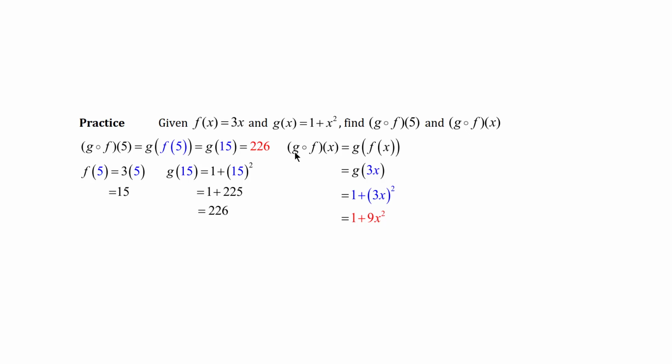Next, we need to find the composition of g of f of x. This is equal to g of f of x. We just need to substitute in 3x for f of x. We get g of 3x, and then we need to substitute 3x in for x in the function g. This is 1 plus parentheses 3x squared. Next, we simplify by squaring the 3x. The result is 1 plus 9x squared. So the composition of g of f of x is equal to 1 plus 9x squared.